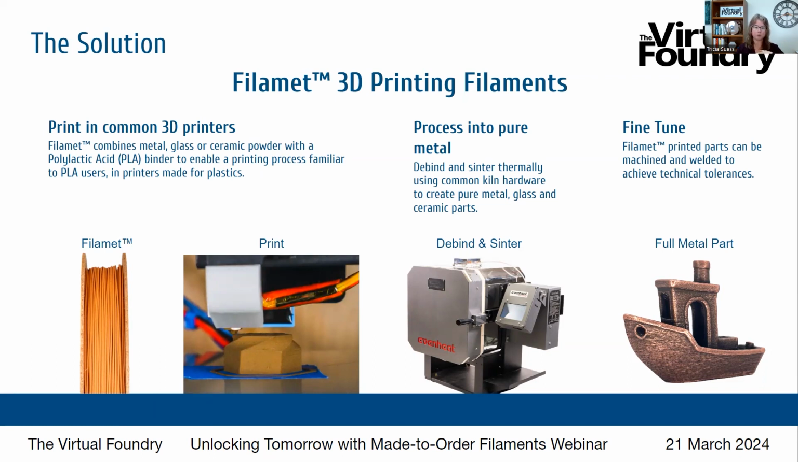The images are showing you the steps from start to finish. We've got the filament line that's shaped and works just like regular PLA. You're printing in a standard FFF FDM style 3D printer. And then you're doing that debind and sinter process in a regular tabletop kiln, a pottery kiln, or the kiln can be as fancy as you want it to be. And then finally, you're doing any kind of polishing or post-processing to that piece that you would normally do.